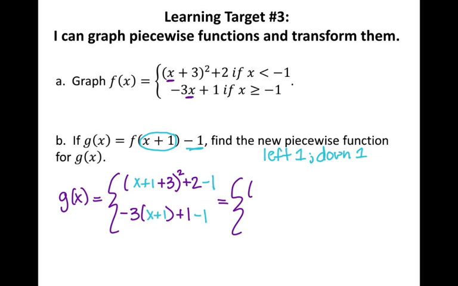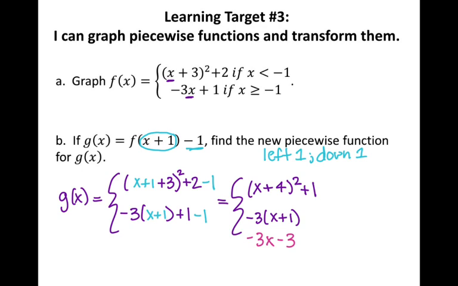So now I can combine like terms. So I have x plus 1 plus 3 is 4, squared, 2 minus 1 is 1. For my other one, I have -3 times x plus 1, and then 1 plus 1 is just 0, so it's going to cancel out. We could also write this as, I'm going to put it in pink underneath, -3x minus 3 if you choose to distribute that 3.